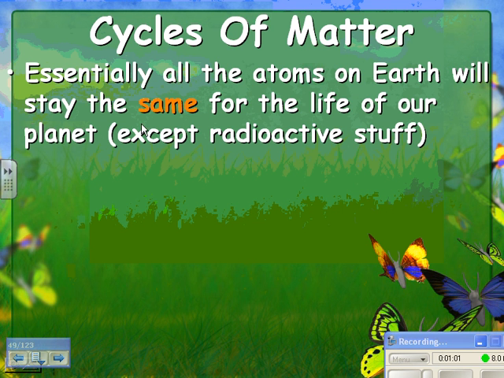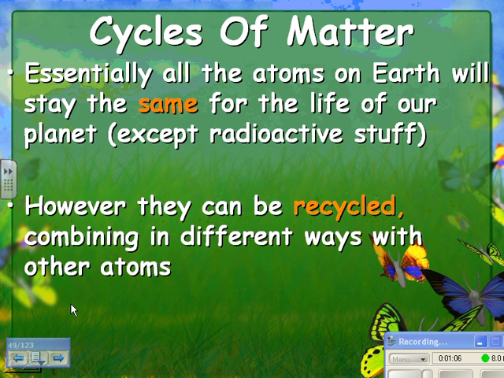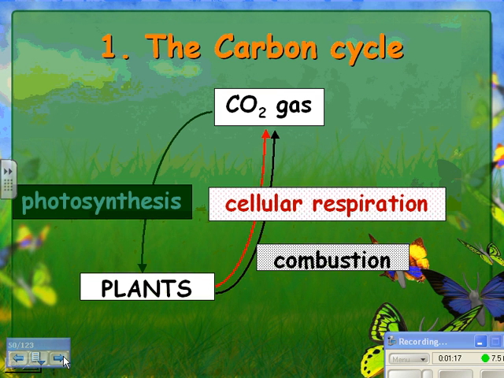Essentially all of the atoms on Earth will stay the same for the life of our planet, except for radioactive stuff, but they can be recycled and combined in different ways with other atoms. We're going to look at 3 different cycles: the water cycle, the nitrogen cycle, and the carbon cycle. In this video, we'll talk about the carbon cycle. Here's a very simple version of it.